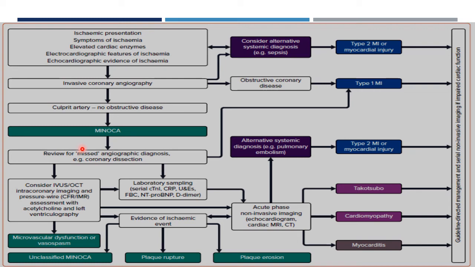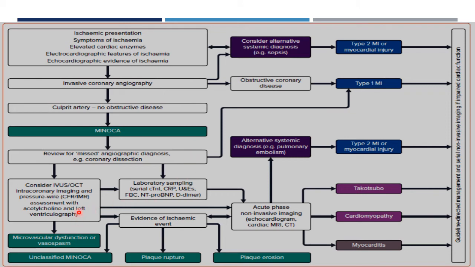Once the working diagnosis of MINOCA is established, we can review for missed angiographic diagnosis, for example, coronary dissection, and we can use IVUS or OCT, intracoronary imaging, and pressure wires, CFR and IMR assessment with acetylcholine and left ventriculography. We can take help from laboratory sampling and performing serial cardiac troponins, CRP, urea and electrolytes, FBC, that is full blood count, NT-proBNP and D-dimers. So if any missed angiographic diagnosis is found, then our diagnosis will change to type 1 MI.